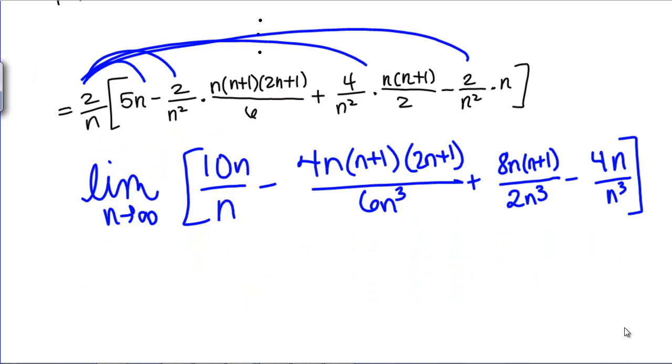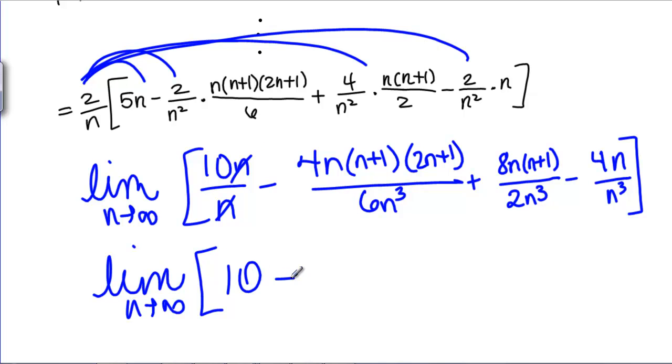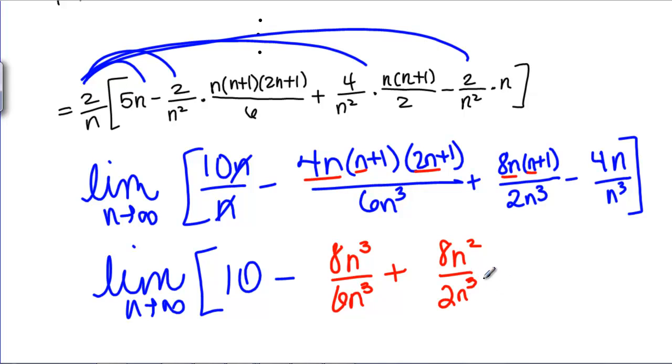Alright, so now we want to take this limit. Since there's a lot of kind of complicated terms, let's go ahead and write it out one more time using the limits of highest powers rule. So this is the limit as n goes to infinity of the highest power, and the first term is just itself. In fact, we can just cancel those n's and call this 10, minus the highest power of 4n times (n + 1)(2n + 1). We want to multiply 4n times 2n, and that gives us 8n³, divided by the 6n³ we have on the bottom, plus here we have 8n times n, so that's 8n², over 2n³, minus we have 4n over n³.